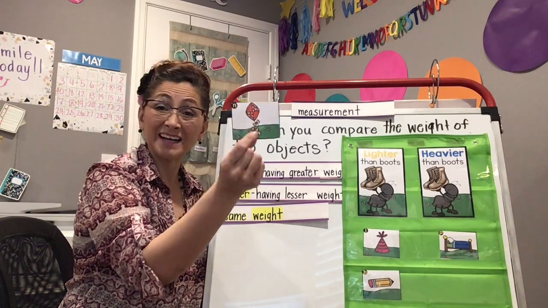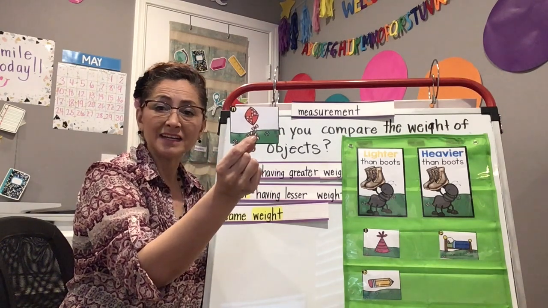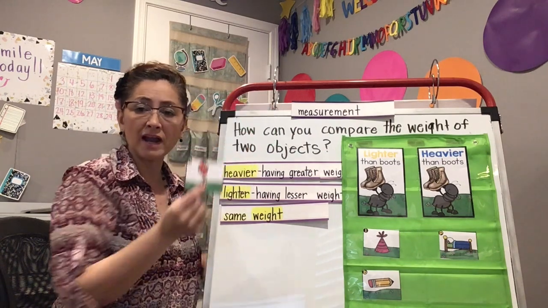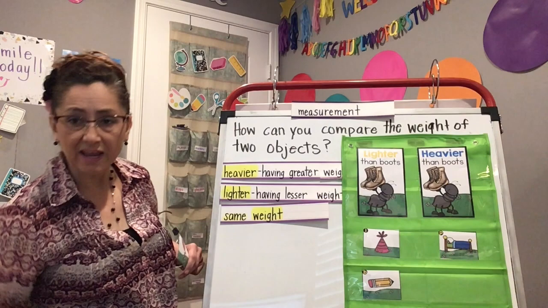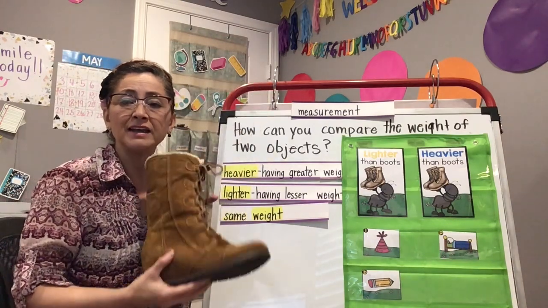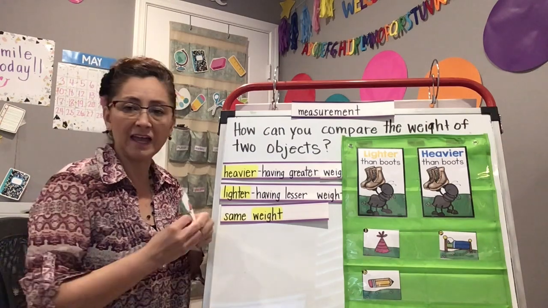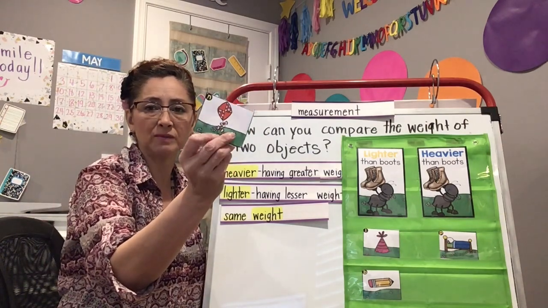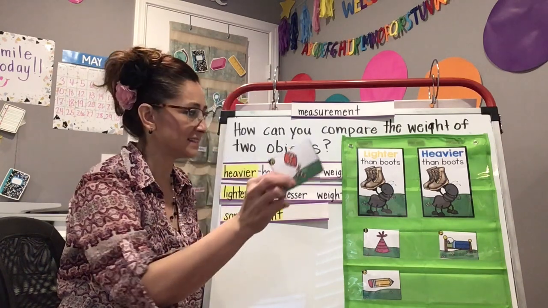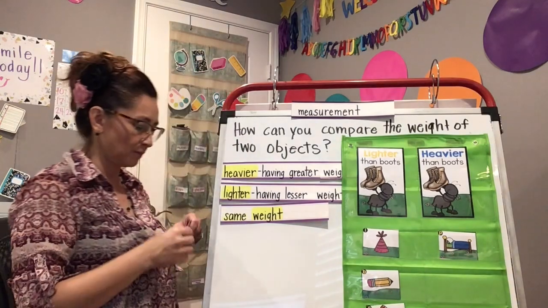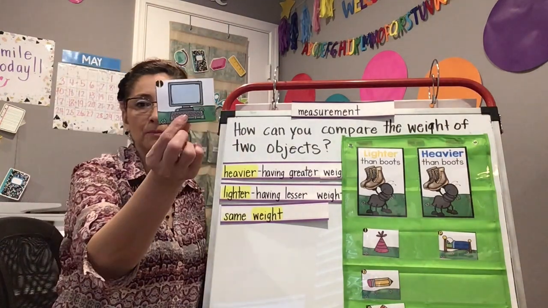That's right, because this kite is light. It's made out of paper or plastic, whereas my boots are heavy because they're made of material that is much heavier than the paper or plastic that a kite would be made out of. So my kite is definitely lighter. Very good. I have one more picture to show you, the computer.